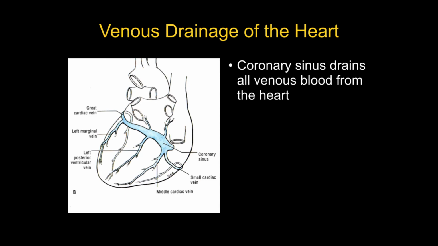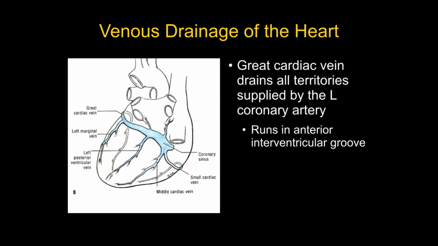So if you supply blood, you also drain blood. The heart is no exception, since it's a very active organ. It has a lot of waste to bring back to the lungs for oxygenation. So the major venous drainage of the heart is the coronary sinus. It's right there between the atria and the ventricles.